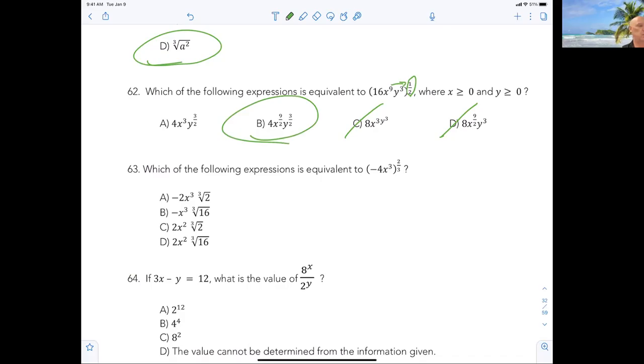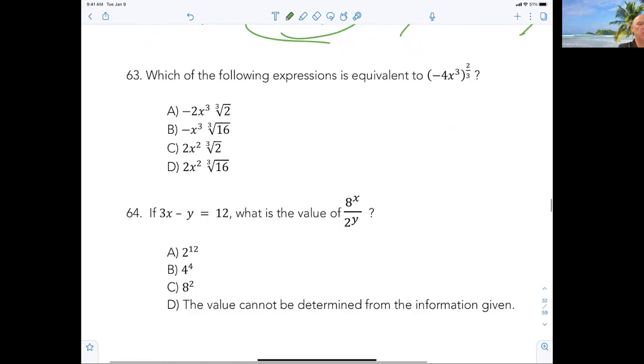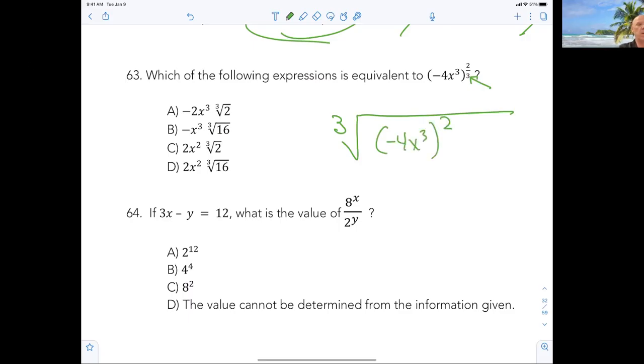Does everybody agree? Now, I know for certain that most kids missed question number 63. And like I said, I just don't understand. So I want everybody to look at number 63 if you were paying attention. What does the denominator mean? The root. So I want everybody to write the cube root of negative 4x cubed what? Squared. That's what that means. So what is negative 4 squared? 16. And what is x cubed squared? So this is the cube root of 16x to the sixth.